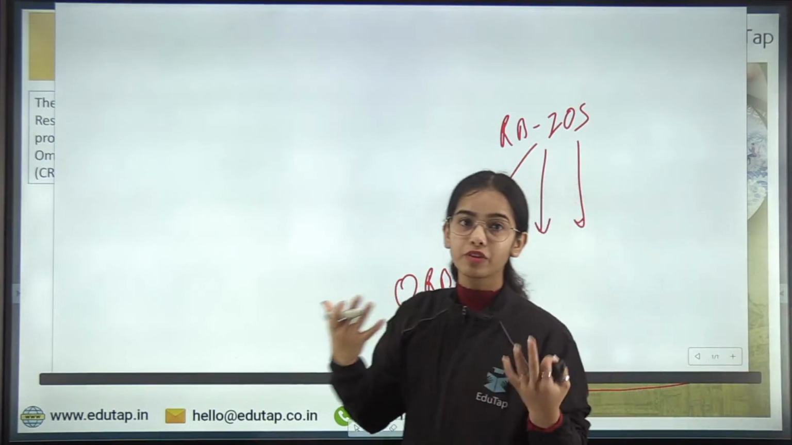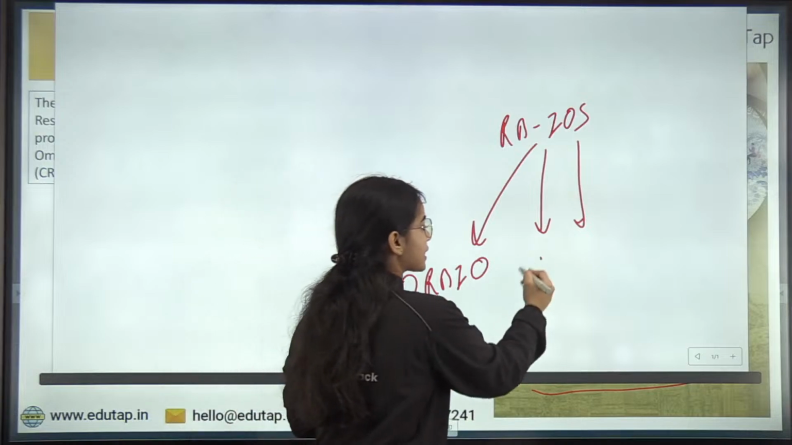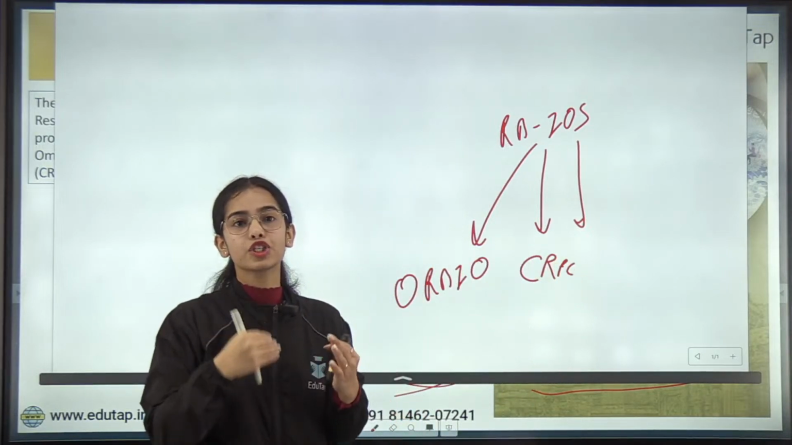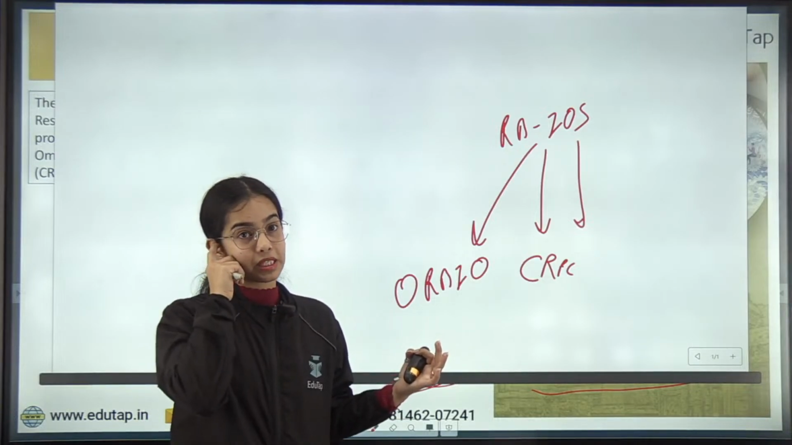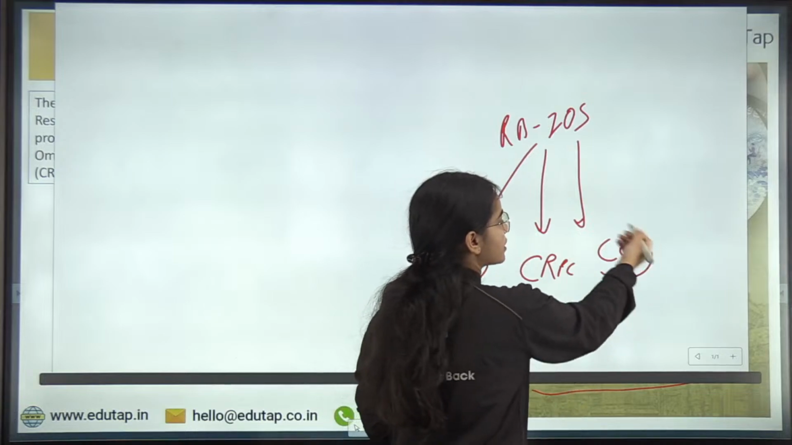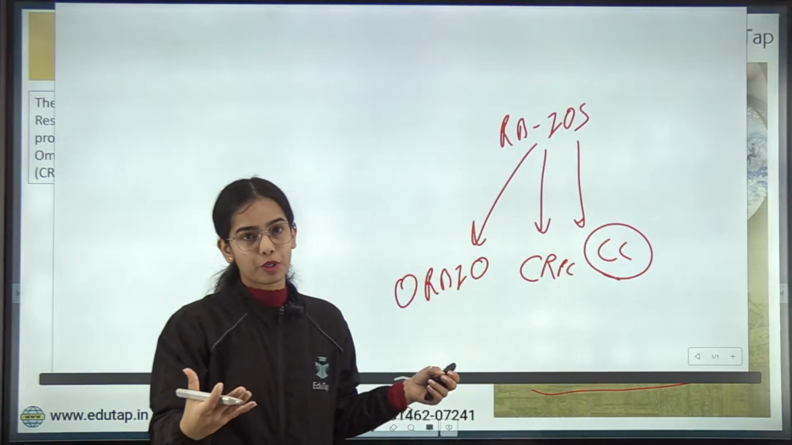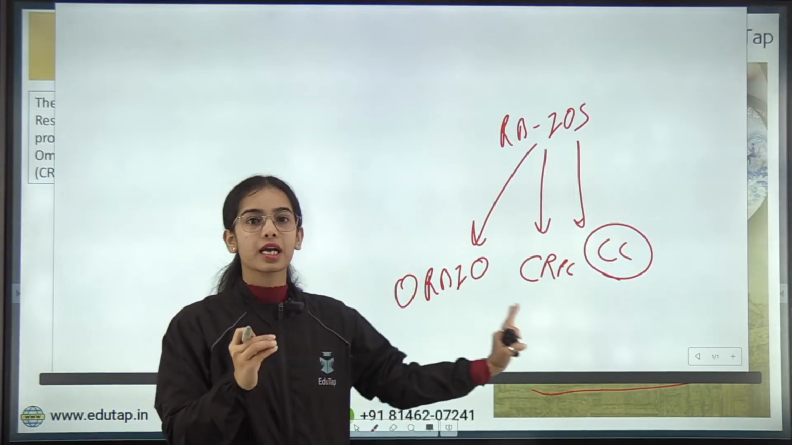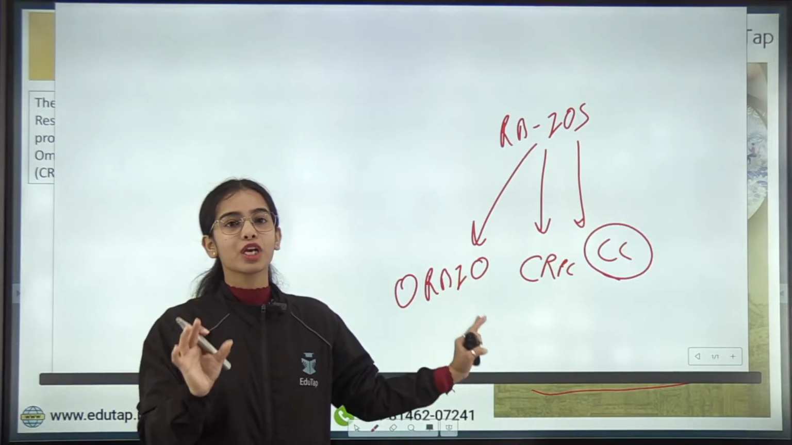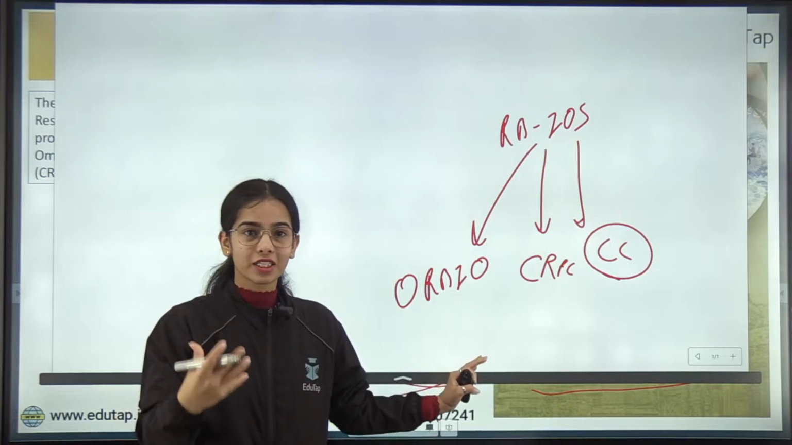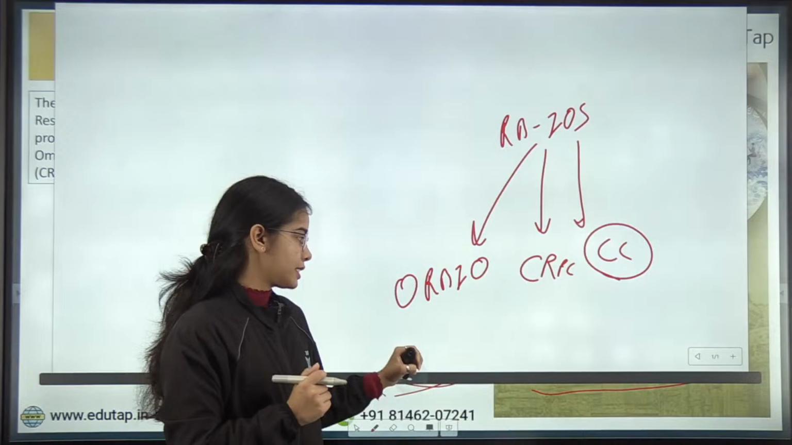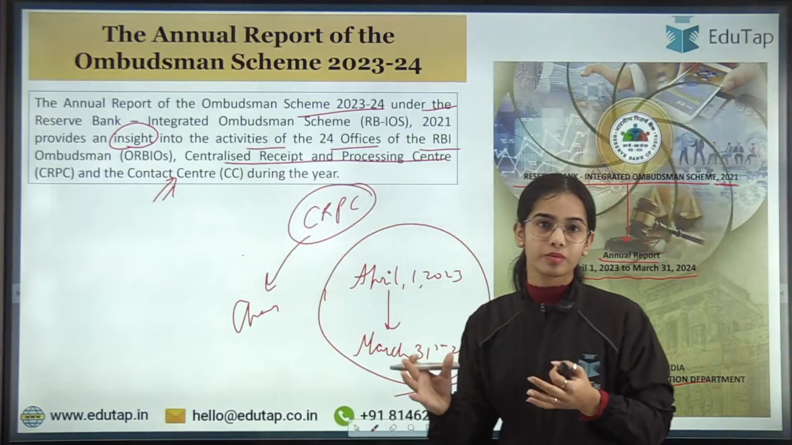For that we will get the information, as well as the CRPC that receives the complaints and does the initial scrutiny, and then there is the contact center that spreads awareness and provides information. So these come under the purview of the Reserve Bank Integrated Ombudsman Scheme, and we are going to understand their activities through this annual report of the Ombudsman Scheme. I hope till now this is clear.